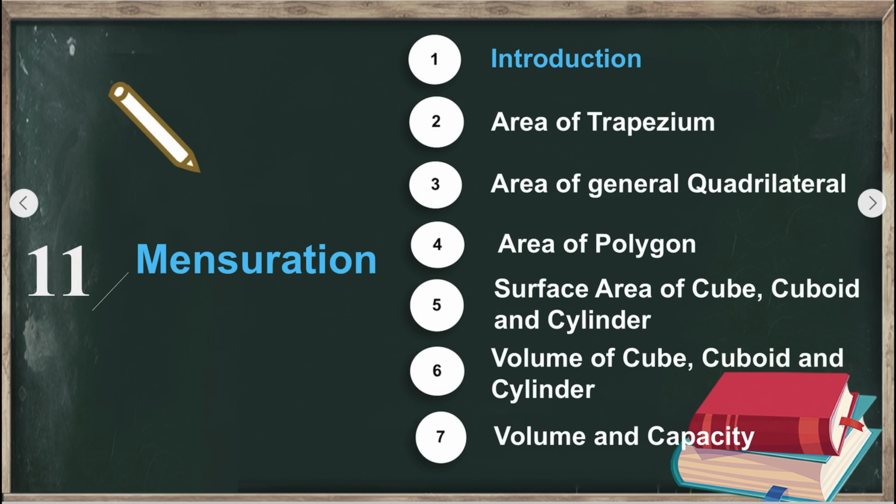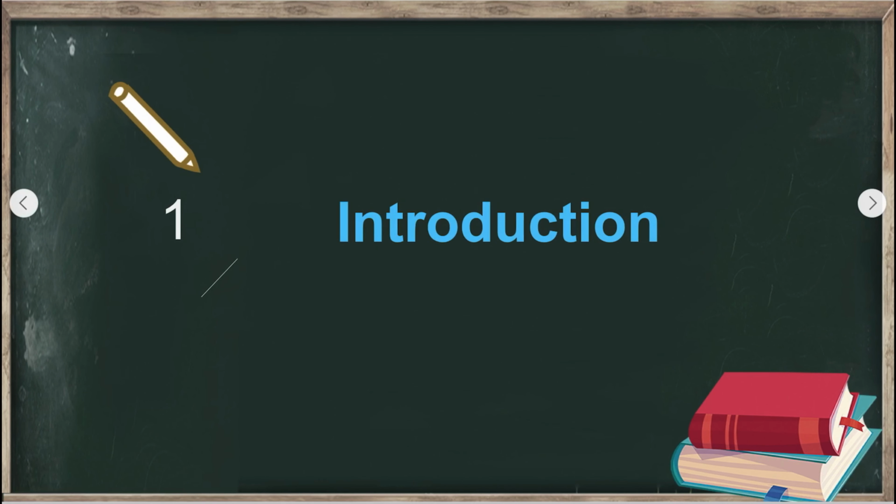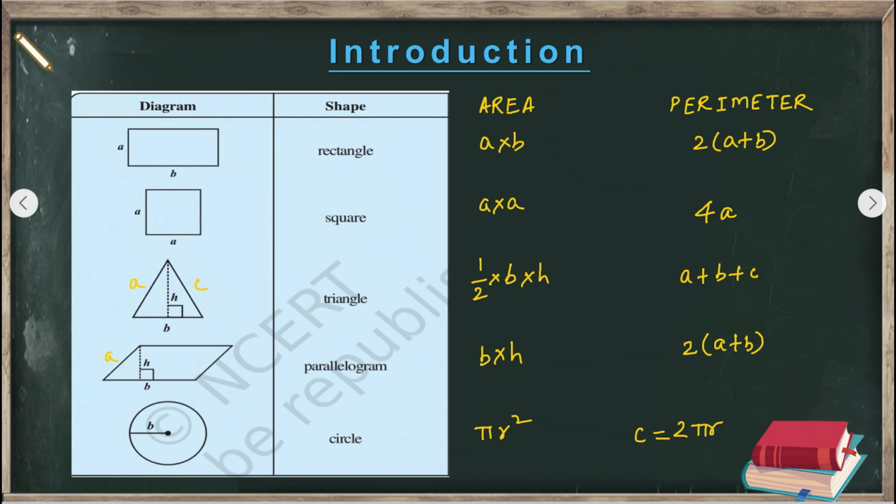The chapter number 11, mensuration, is divided into a total of 7 subtopics which are listed here, out of which we are going to study today the introduction part and exercise 11.1. So let's start the introduction part. First we are going to recall what we have already studied in previous classes, like in class 6 and 7, the basic area and the perimeter of different 2D shapes.